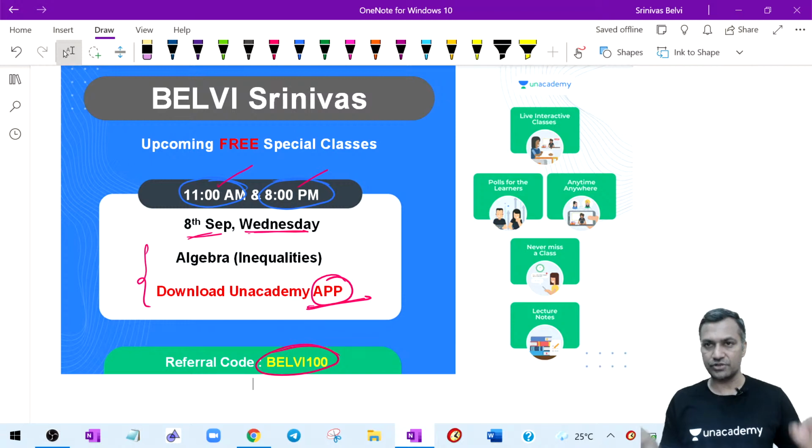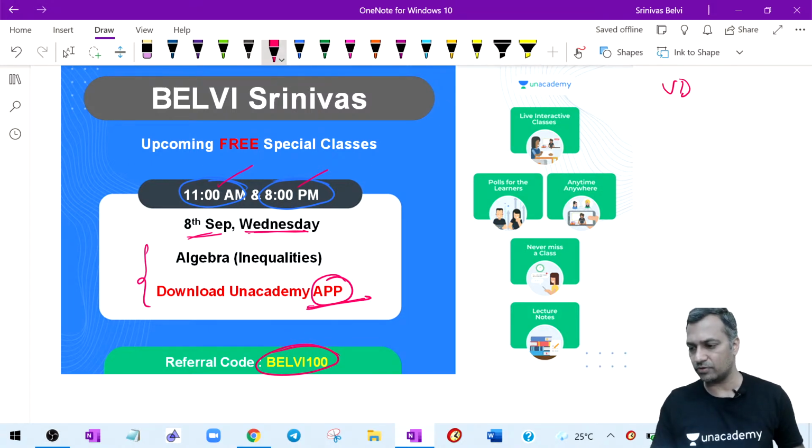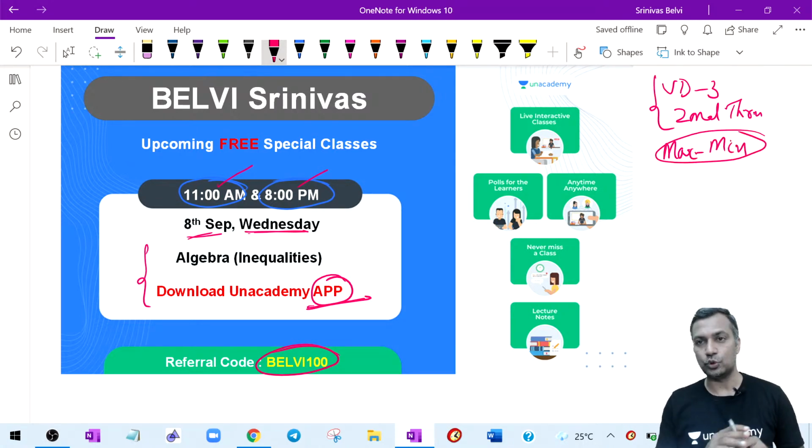If somebody has joined somewhere in between, there are two lectures you've got to do. Please do Venn-Diagram 3, where we talk about the zonal theorem. After doing that, you do this particular maxima-minima lecture. After the zonal theorem, if you do this, it could help.